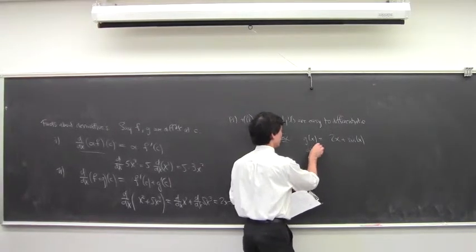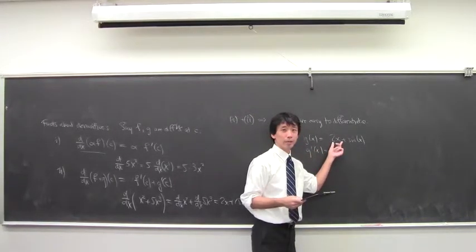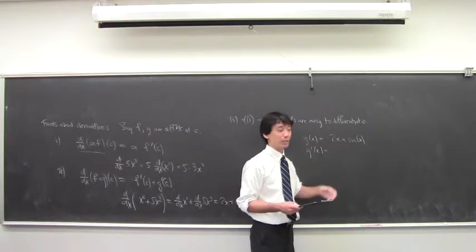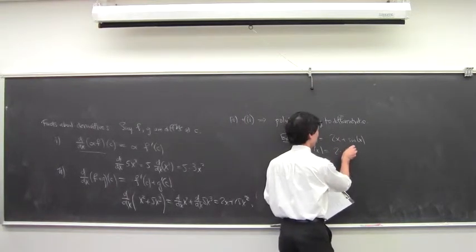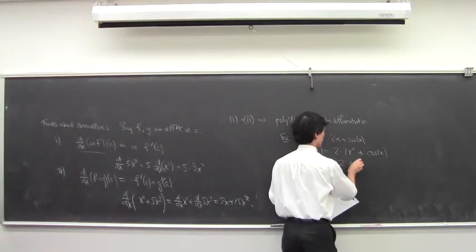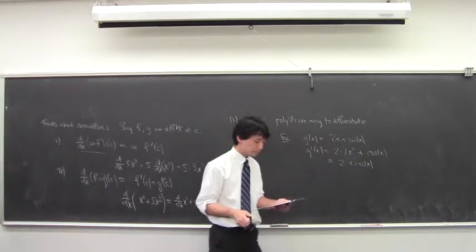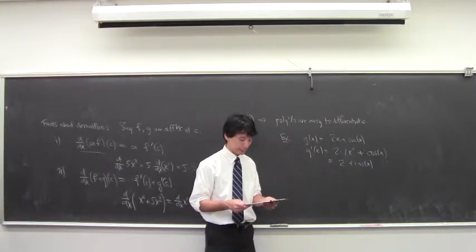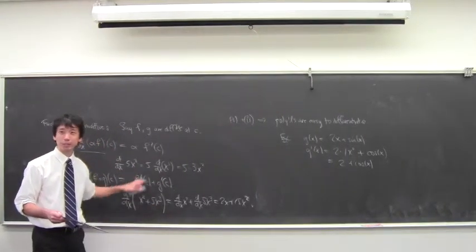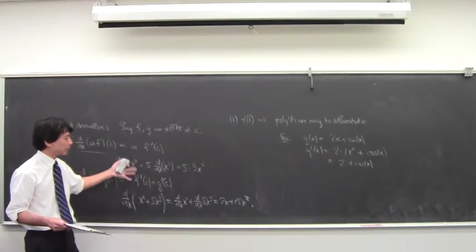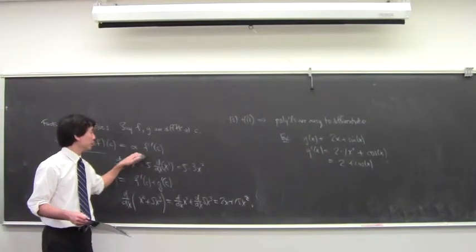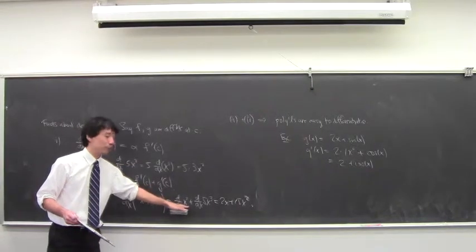So you differentiate this guy. This is x to the 1, right? So you get 2 times 1 times x to the 0, plus cosine x. So that's just 2 plus cosine x. So you see what to do with these things. If you have combinations of functions, then you can pass the derivative through the numbers, and you can pass it through the pluses.